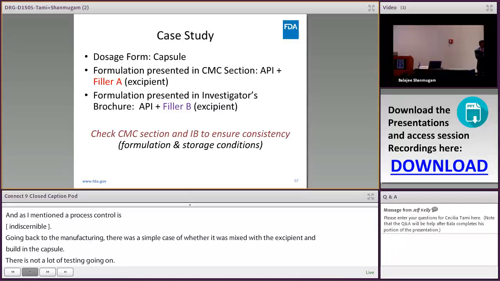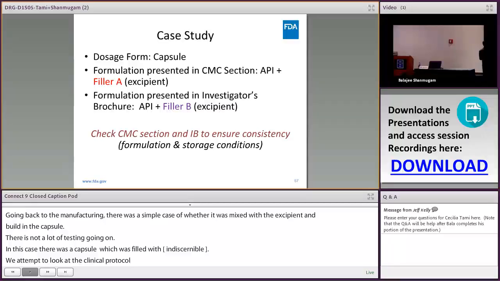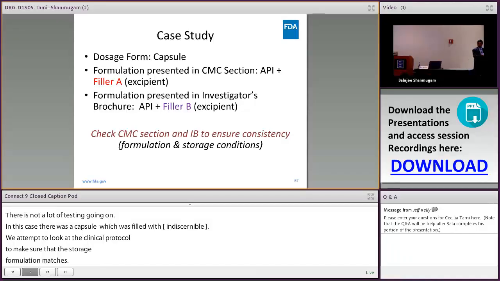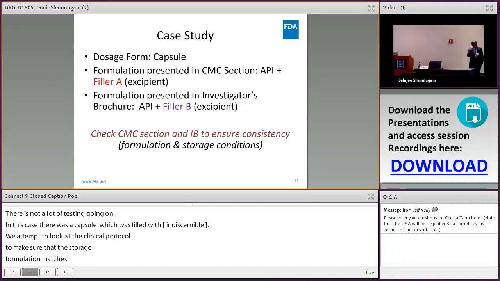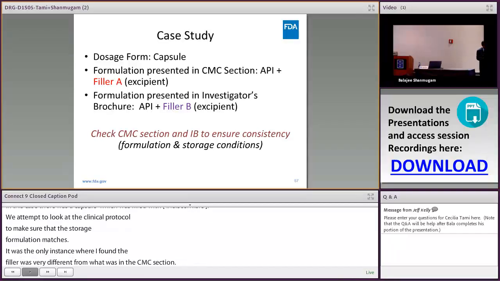CMC reviewers would look at the clinical protocol to make sure that the storage statement and the formulation match what's presented in the CMC part of the submission. It was the only instance where I found that the filler in the information presented in the clinical protocol was very different from what was in the CMC section. So the obvious question is, which one, A or B? And so we reached out to the sponsor and had them clarify what it was.